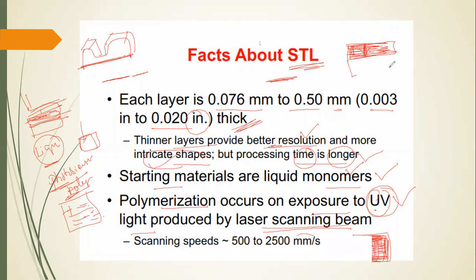For example, whenever the thickness is more, it will not have proper bonding. Also this may not get the resolution, so a rough looking surface will be obtained. So thin layers, from 0.076 mm to 0.5 mm, can be produced. The thinner it is, the more easily the process is obtained.